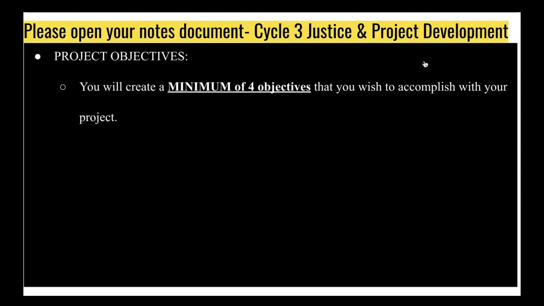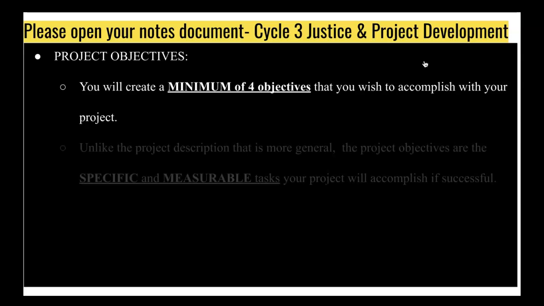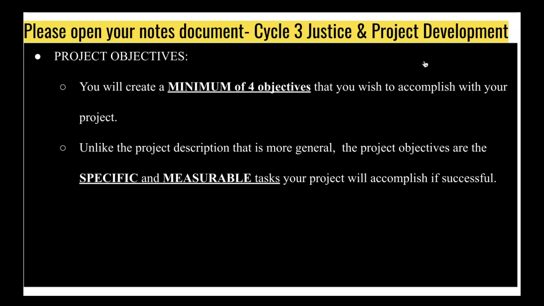Have them open up their notes. We haven't done note taking in a while, but have them open up their notes document and create a section called Cycle 3, Justice and Project Development. And you'll go over these notes and have them type them in. So number one, they need to be creating a minimum of 4 project objectives that they wish to accomplish with their project.